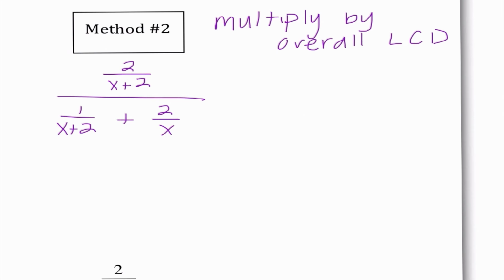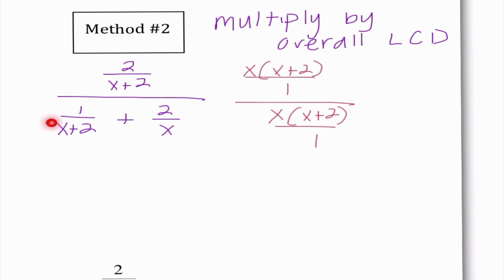So our second method here is by multiplying by the overall LCD, and this is a new concept. What I mean by that is we have 3 denominators. The overall lowest or least common denominator of these 3 terms is going to be x times x plus 2. And what makes this a little bit different, instead of trying to get a common denominator, I'm going to multiply everything by this LCD. So I'm multiplying both my numerator and my denominator by x times x plus 2.